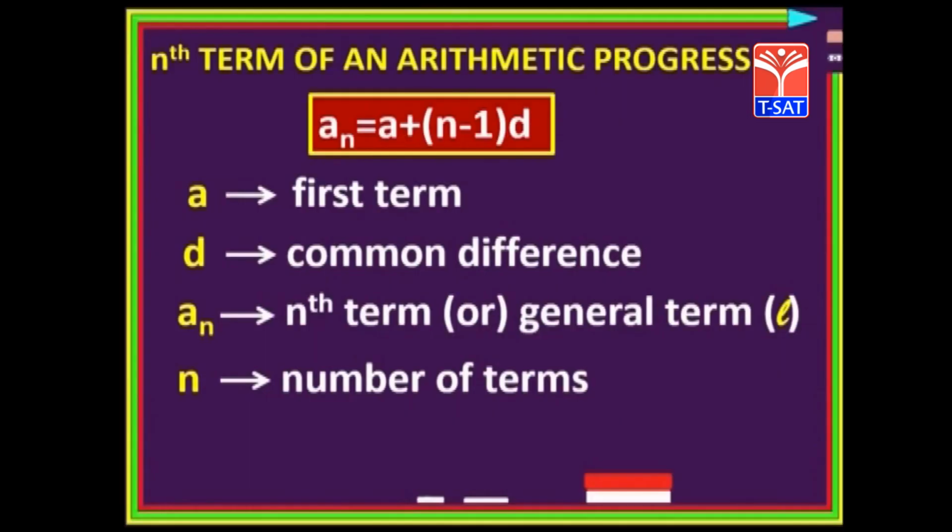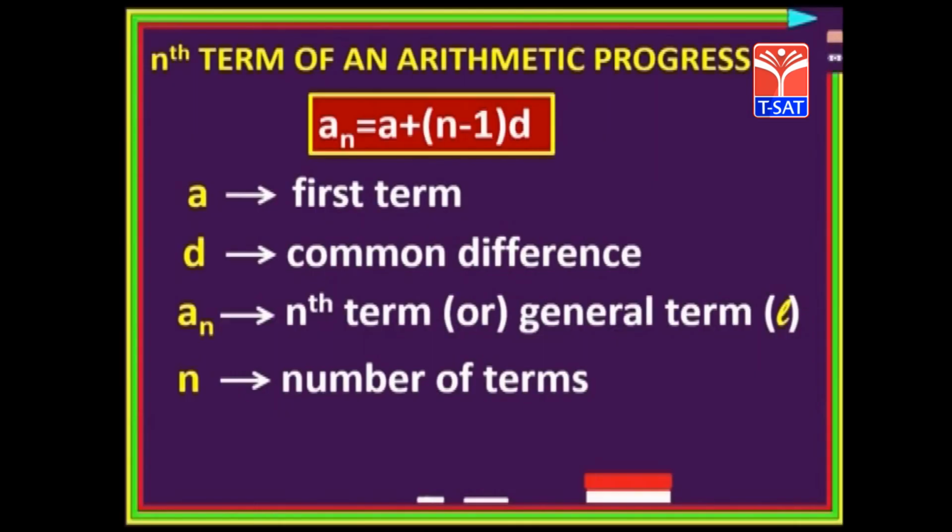Students, the formula is An is equal to A plus (n minus 1) into D, right. In this formula, how many terms do we have? 4 terms: A, n, D, An. Among these 4 terms, in some questions they will give 3 of the 4.